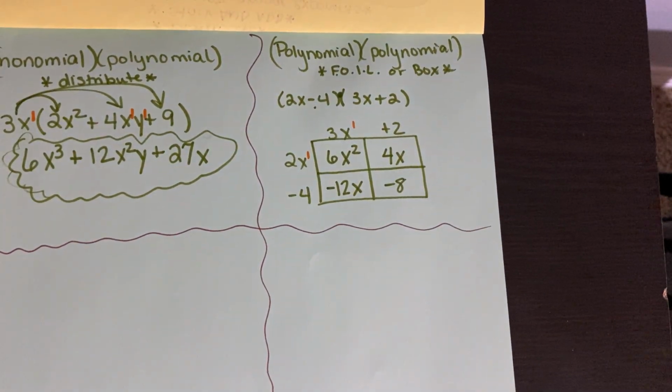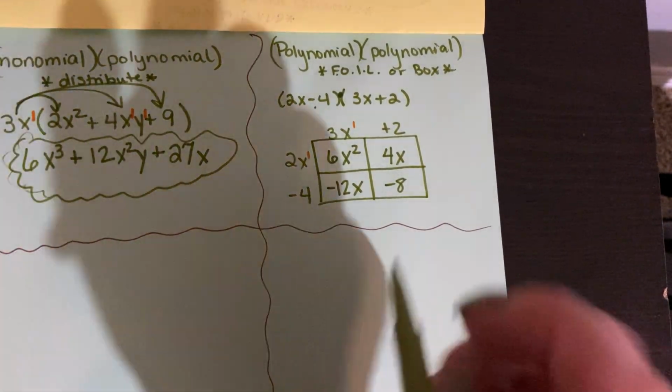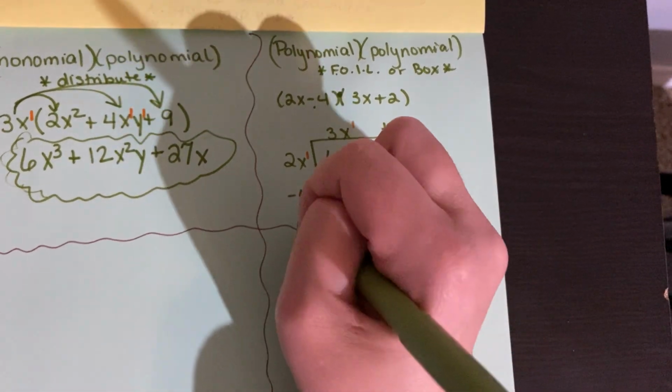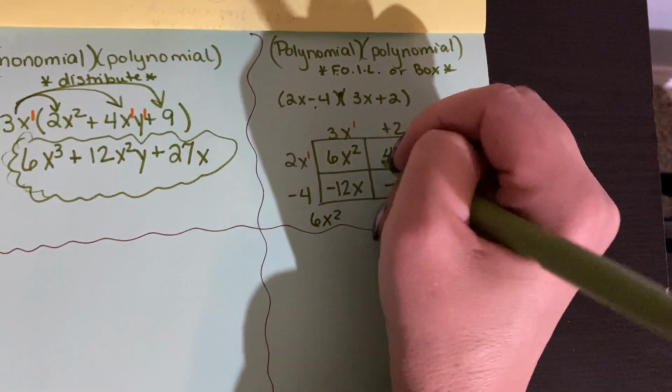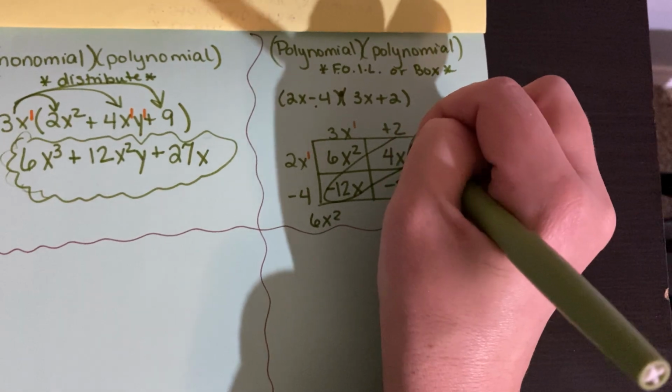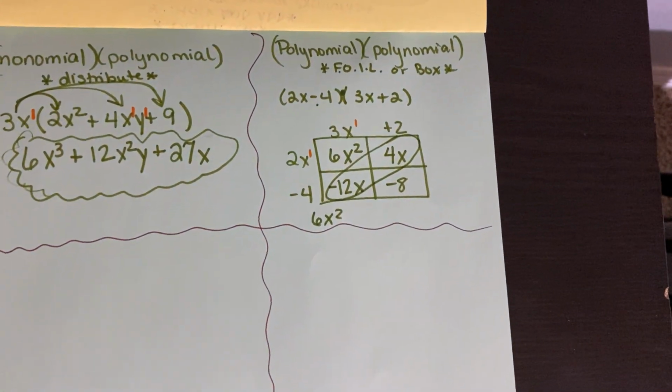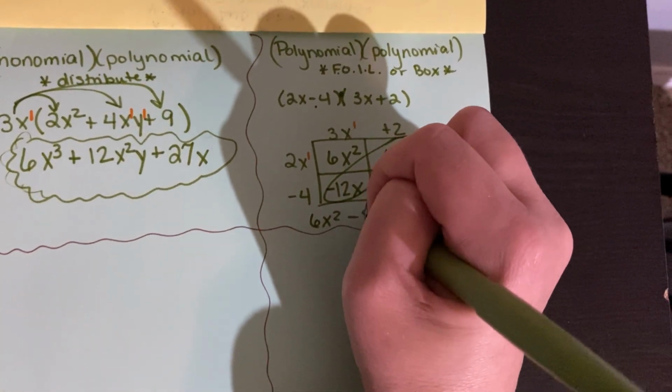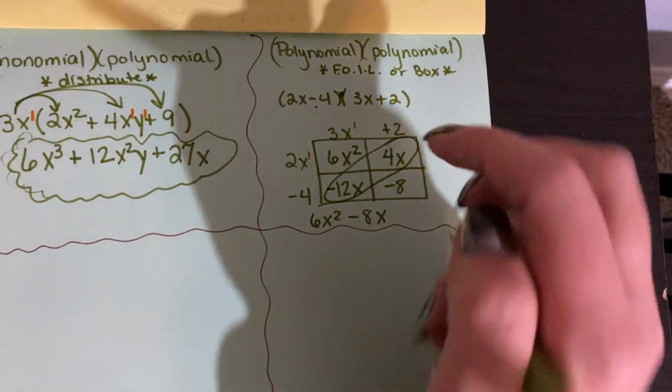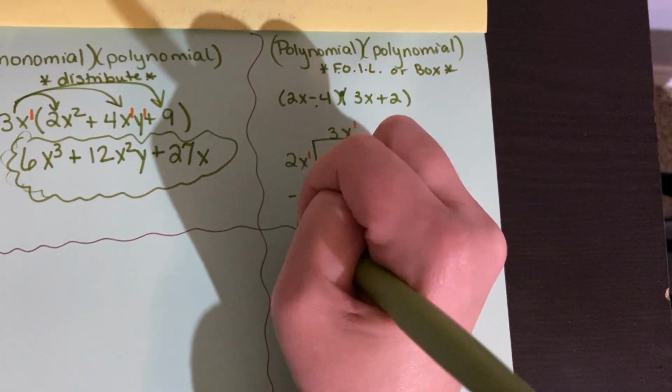Now, usually before I write this answer down, I look to see what's the same. Well, there's nothing that goes with 6x squared, so I'm just going to write that down. But these two can go together because they both have x's on them. Negative 12x plus 4x is negative 8x. And then this negative 8 can go on the end. And that's my answer.